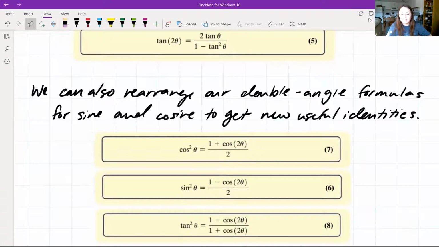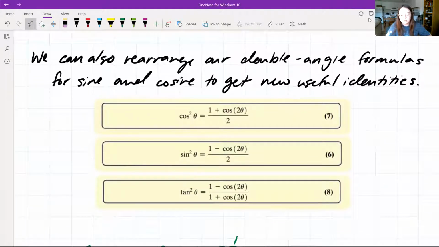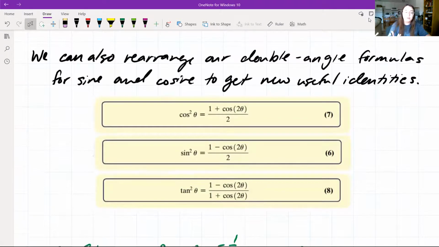We can also rearrange our double angle formulas for sine and cosine to get new and useful identities. Cosine squared of theta is equal to 1 plus cosine of 2 theta, all divided by 2. Sine squared of theta is equal to 1 minus cosine of 2 theta divided by 2. And tangent squared of theta is equal to 1 minus cosine 2 theta divided by 1 plus cosine of 2 theta. So now we have these new identities.